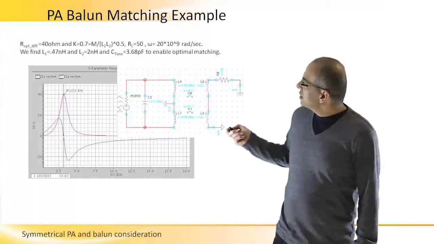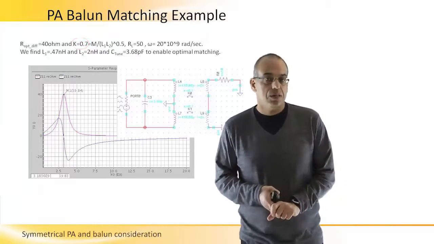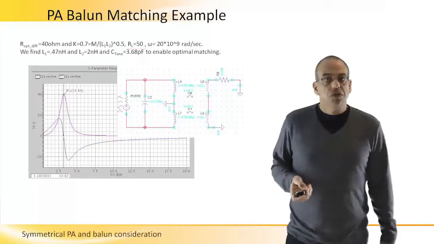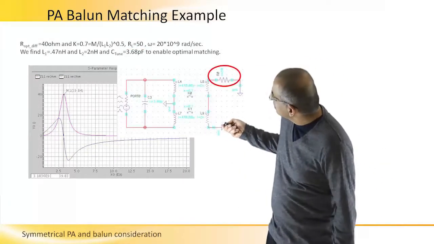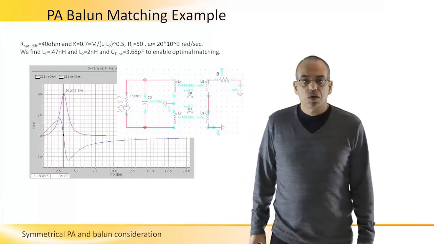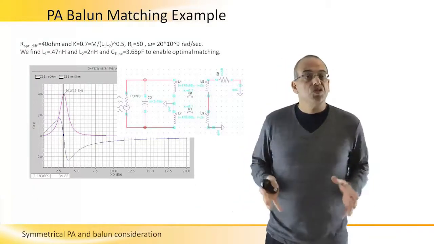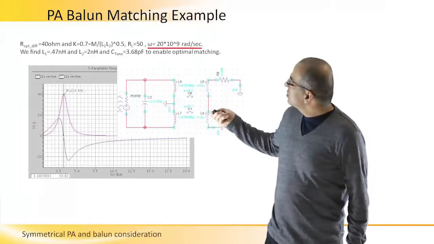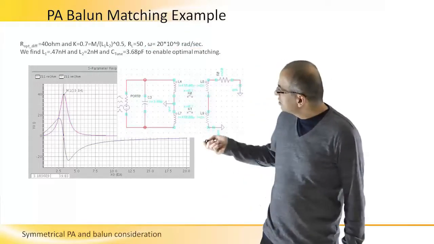And we assume that the coupling factor will be 0.7, which is a reasonable assumption. The load is usually 50 ohm, the single-ended load, so we can see it here as a 50 ohm load. And we want to match this circuit for this frequency, which is around 3 gigahertz, as we can see here.